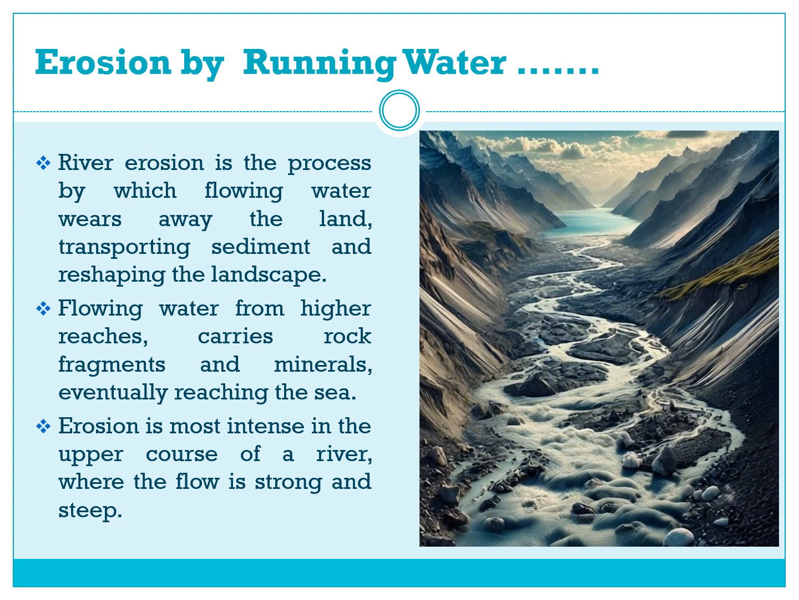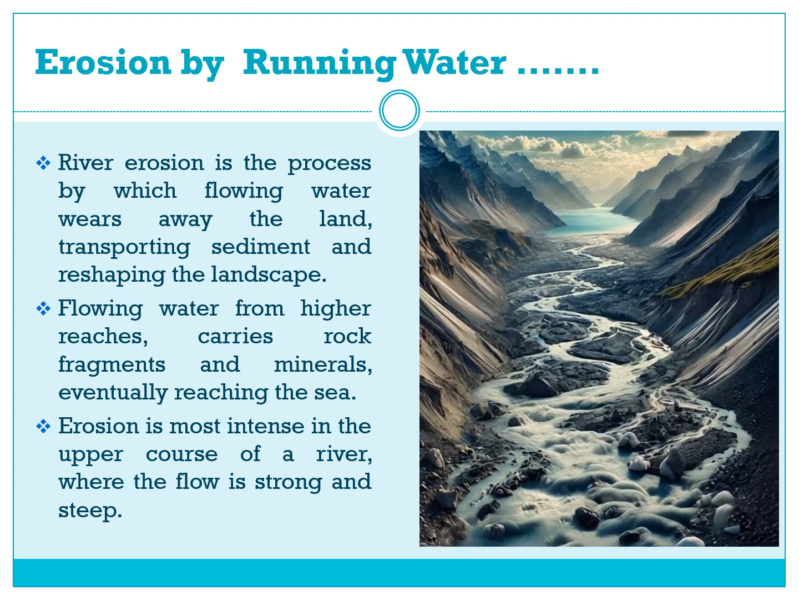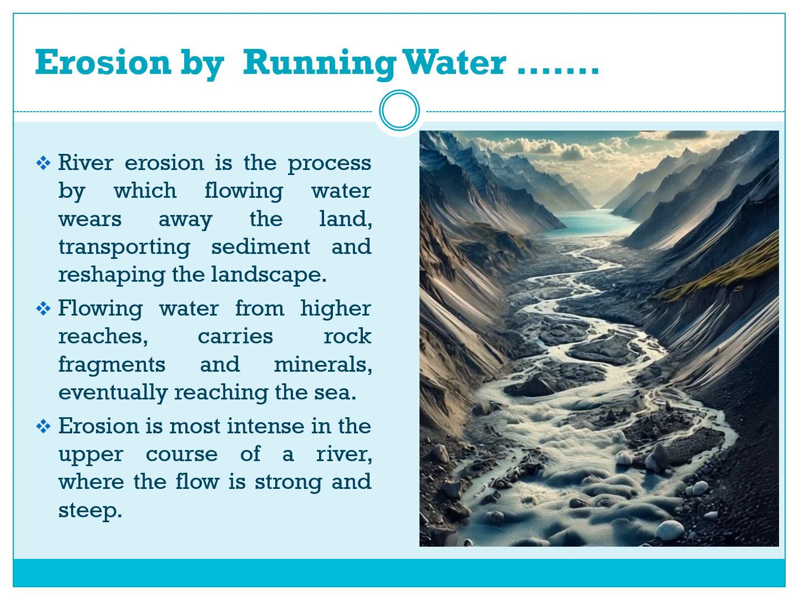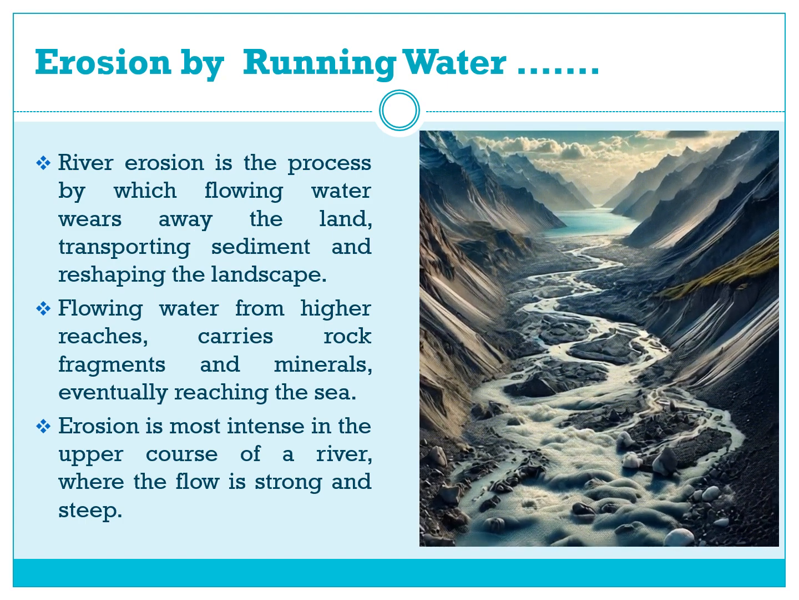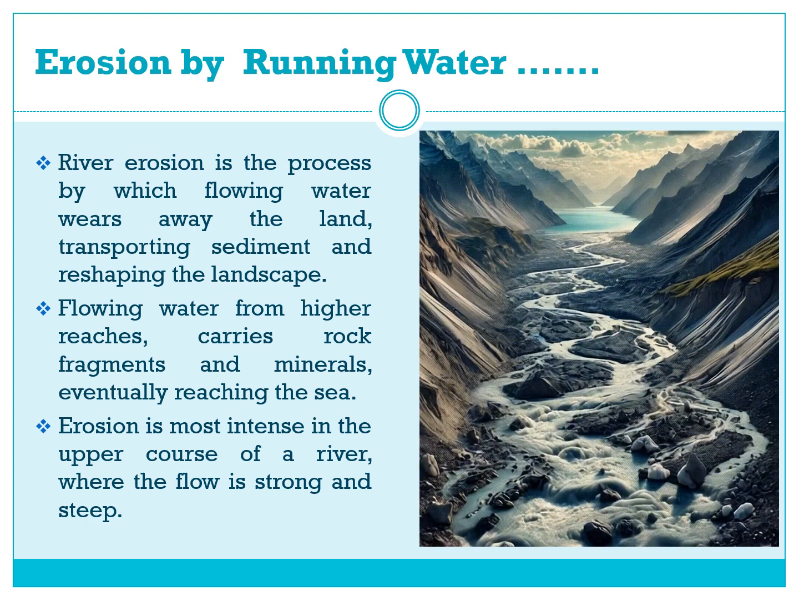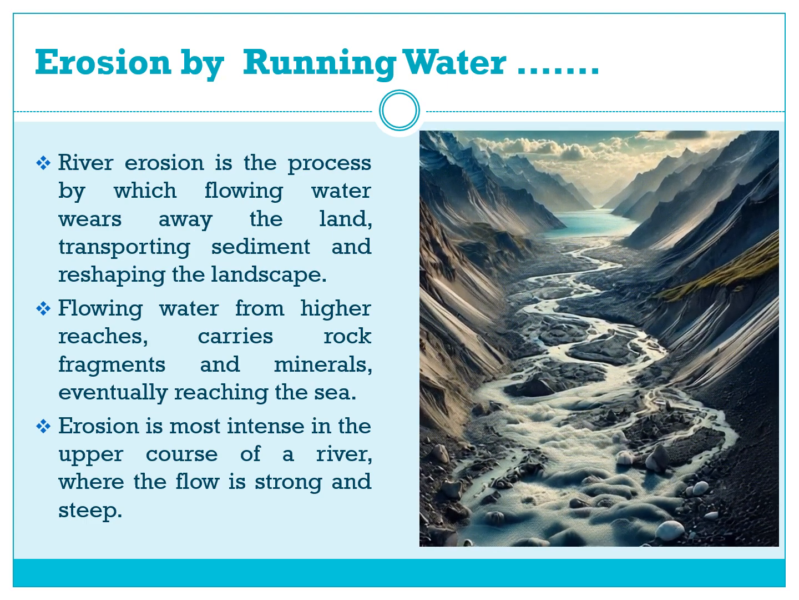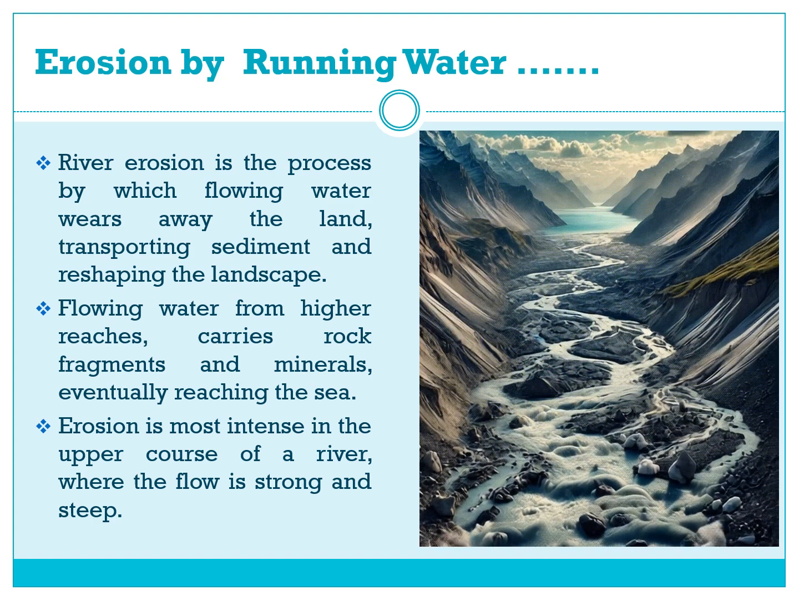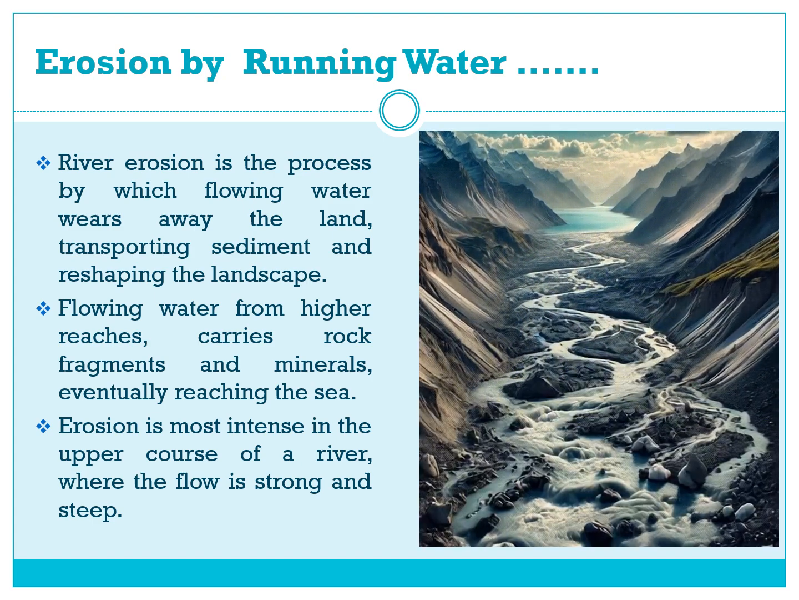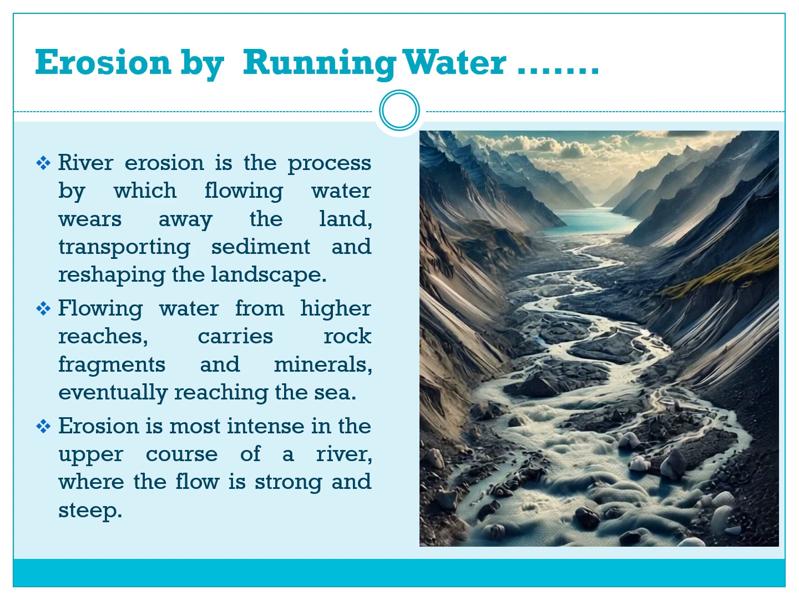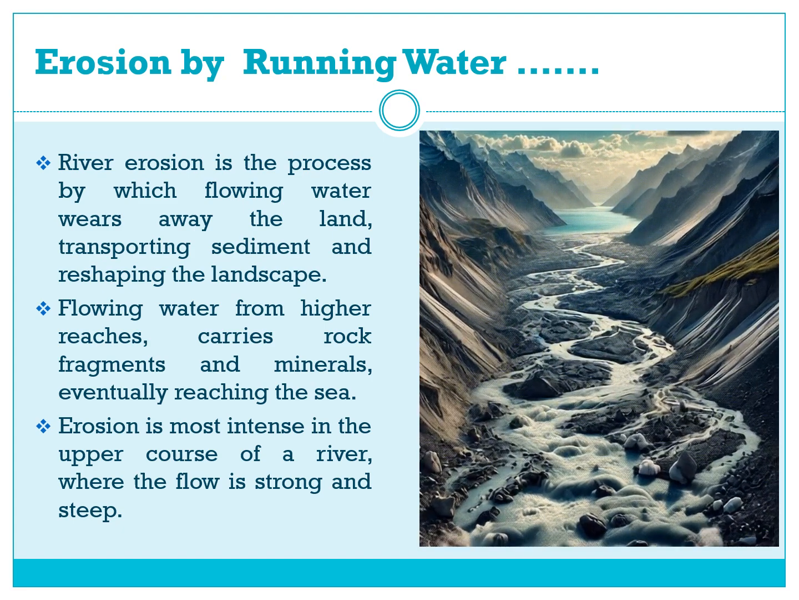Erosion is at its most intense in the upper course of a river. Several factors contribute to this: the steep gradient leading to fast flow, the often rocky terrain providing material for erosion, and the concentrated power of the water. This is where the river truly acts as a sculptor, carving valleys, creating waterfalls, and shaping the initial form of the landscape.